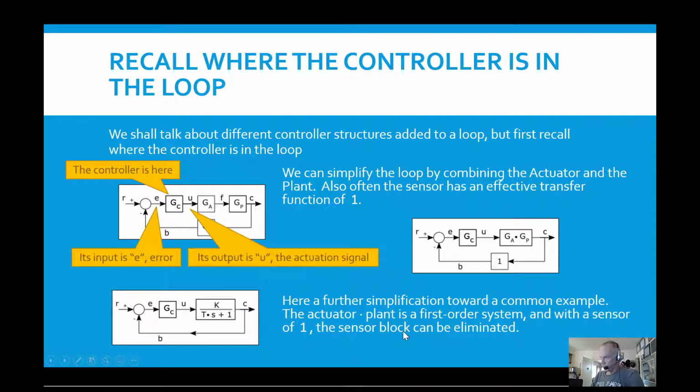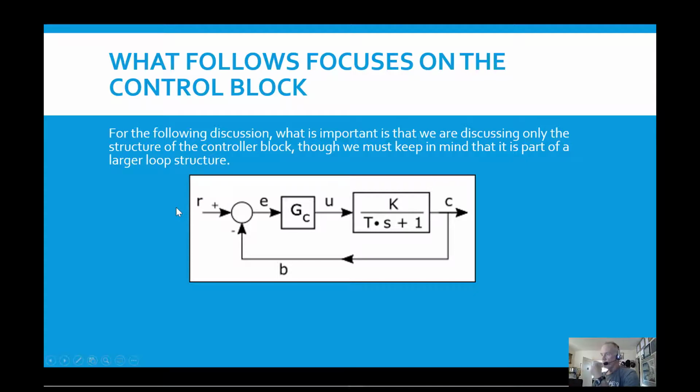Okay, and I've said all this already, so I'm not going to repeat it. What's important here, though, with our simplified example, is that we are going to be talking simply about this part of the loop itself, the controller, and what happens when we add an I part and a D part to our controller. We'll start with a P controller only, and then add an I part or a D part, and then both eventually, and see what happens to our system.